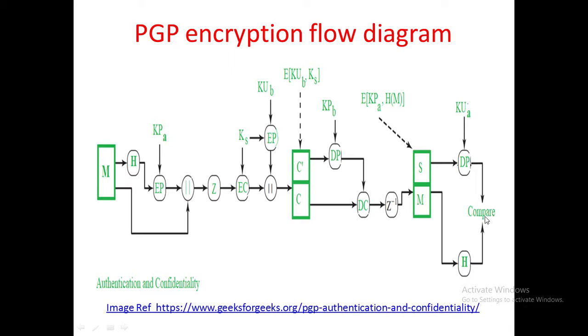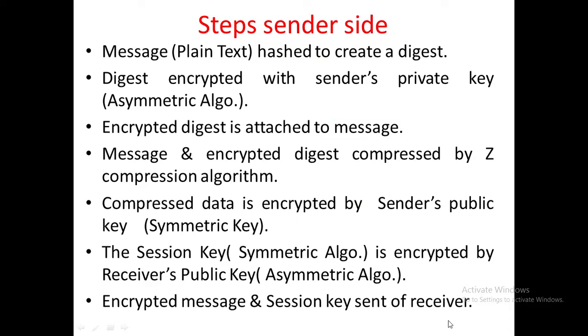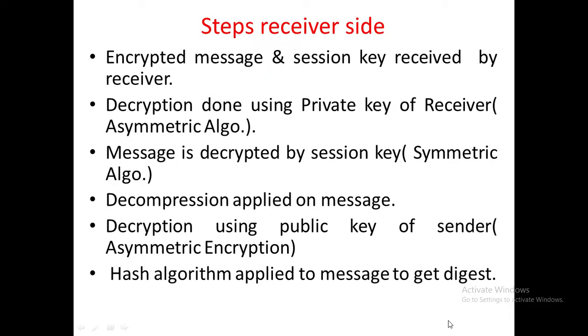Now here we compare both the message digests. If both message digests are the same, we can consider that our message is not altered. So in this way, at the receiver side we apply the decryption algorithm using the keys, and at the sender side we apply the encryption using keys. So this is what is related to our Pretty Good Privacy algorithm.